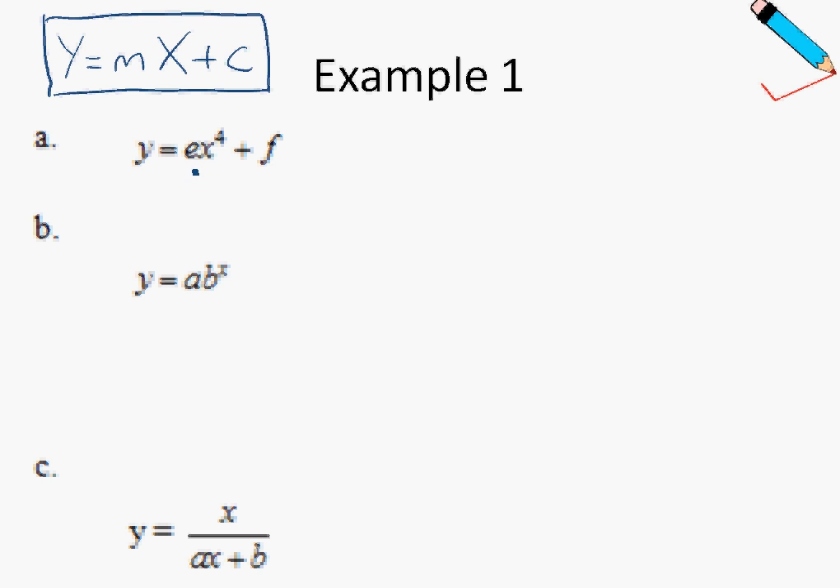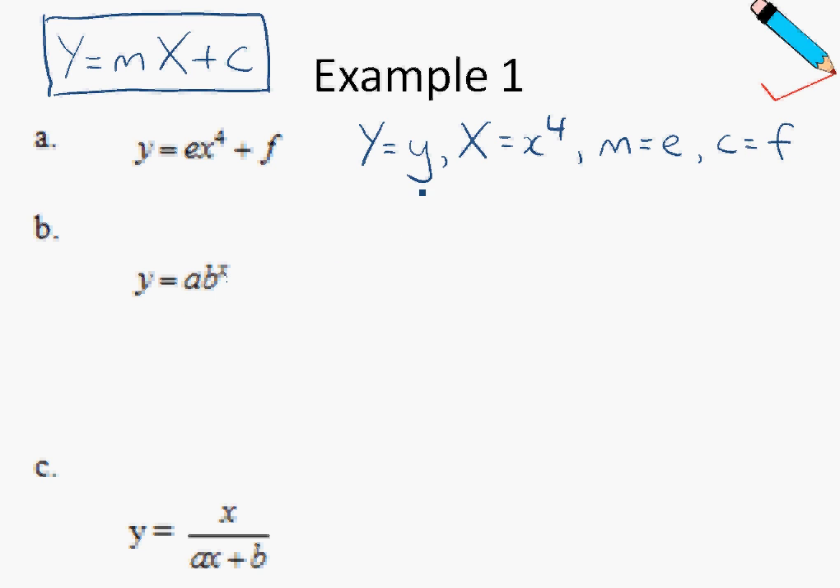Let us stare at the first equation very carefully. You realize that there is no need for us to do any form of conversion because it is already in the form y equals mx plus c. So let us identify what is the y. My big Y is just y. My big X is x to the power of 4. My m, the gradient, is e. And finally, my c, the y-intercept, is just f.